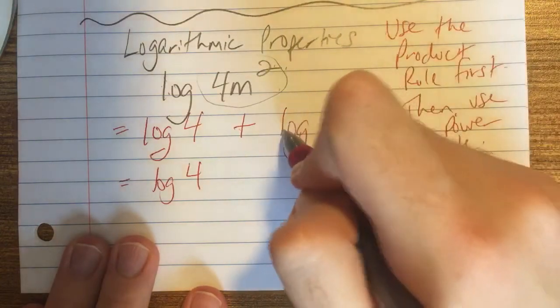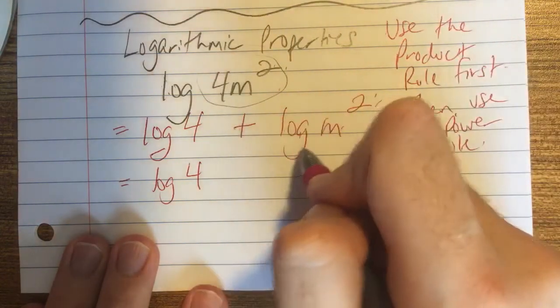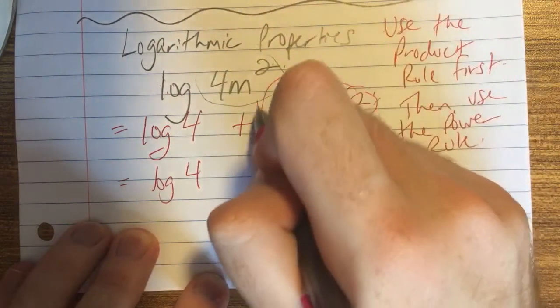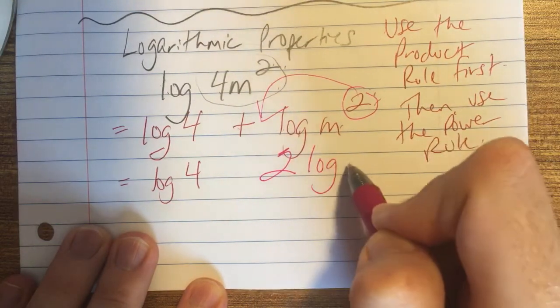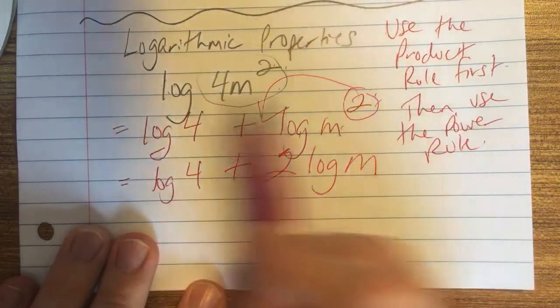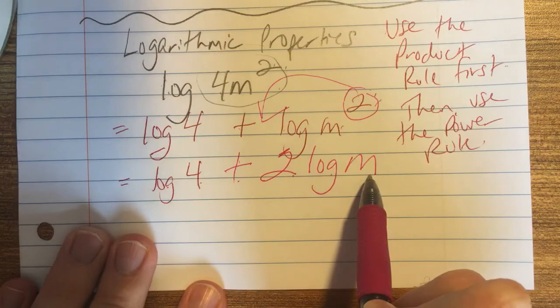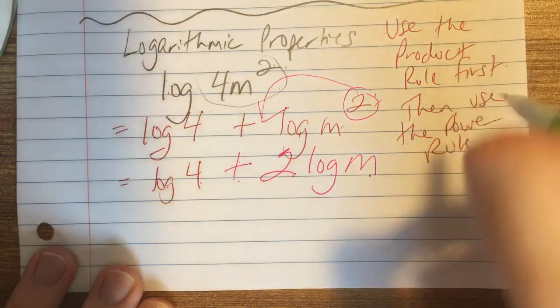And the log of a power is equal to the exponent, which is in this case the 2 jumps down as the coefficient. It's equal to the exponent times the log of the base of that power, which was m. So therefore we could express this in a simpler way as the log of 4 plus 2 times the log of m, which is an appropriate way of expressing that in simplest form.